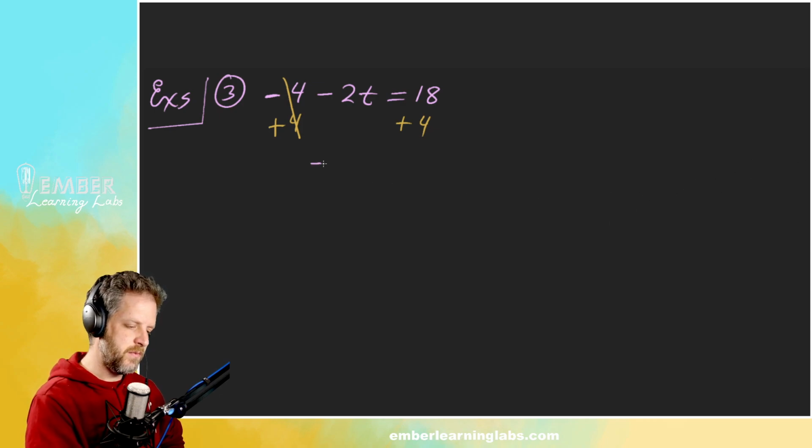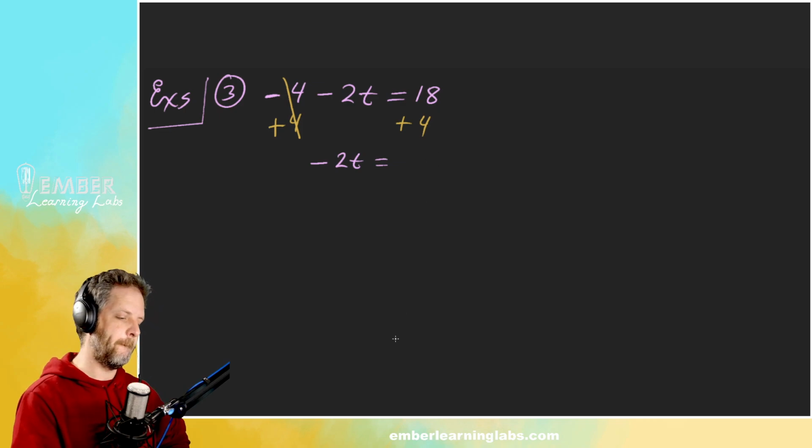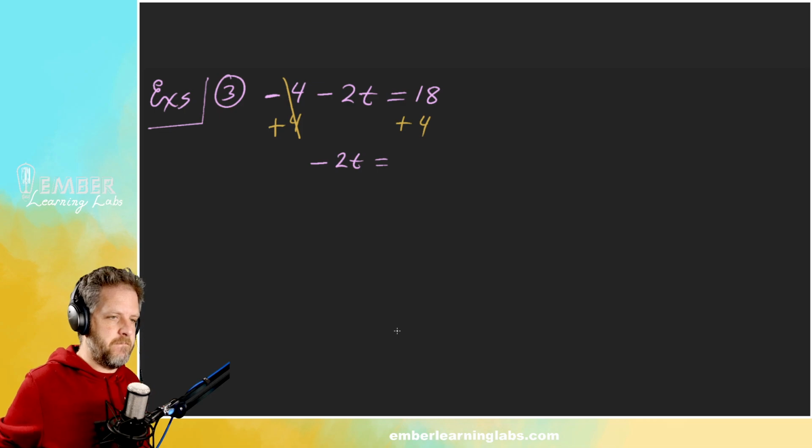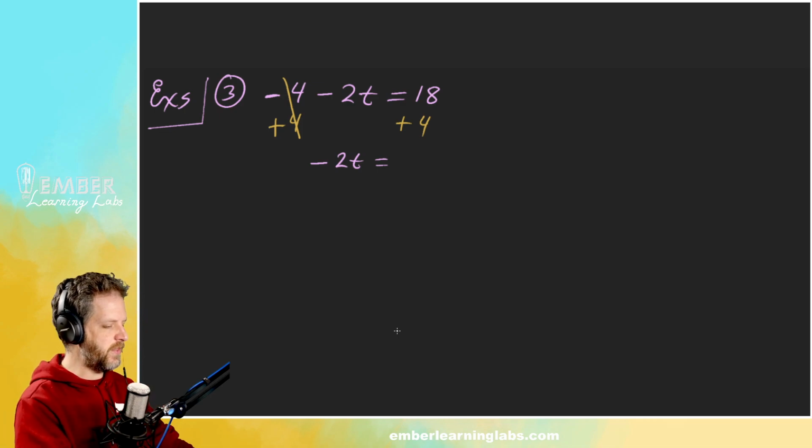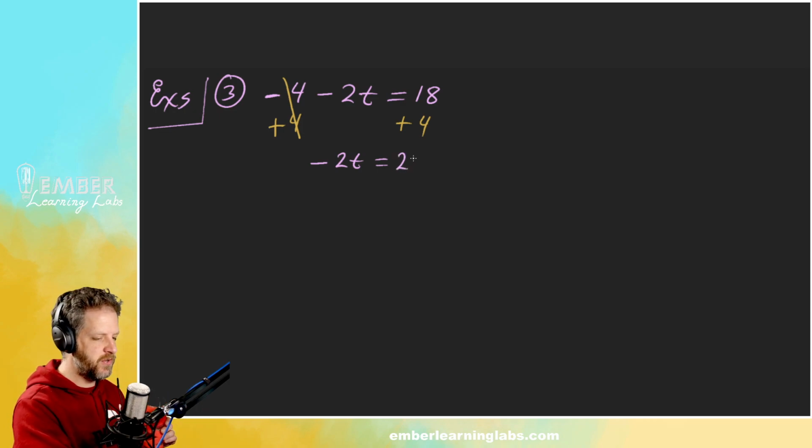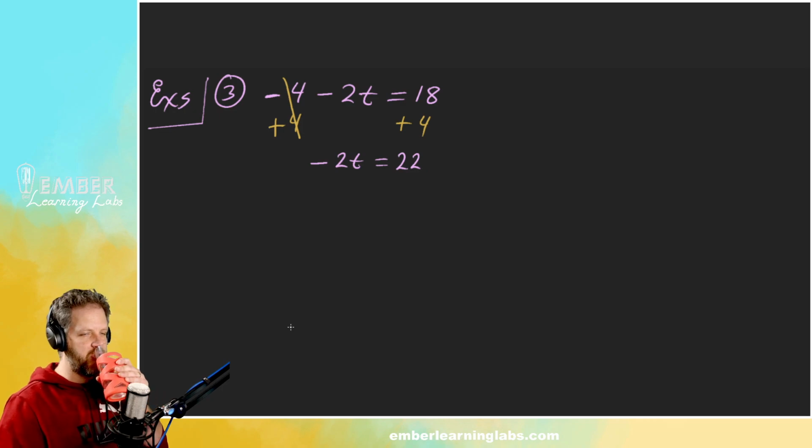Right? So then we've got -2t equals 18 plus 4, which is what? 23? Not 23. Oh, no, 22. 22. Right? So now how are we going to get rid of that -2?